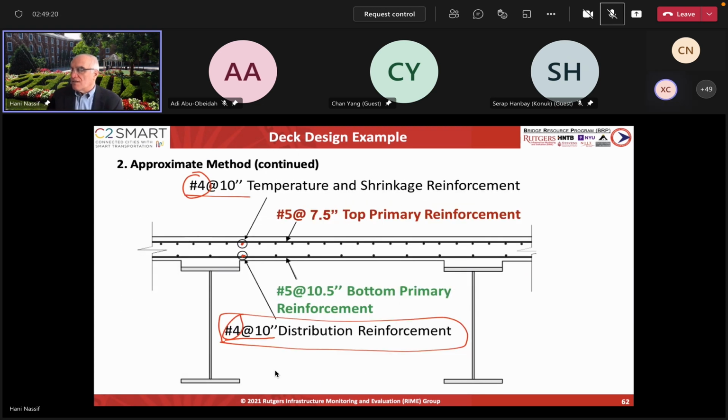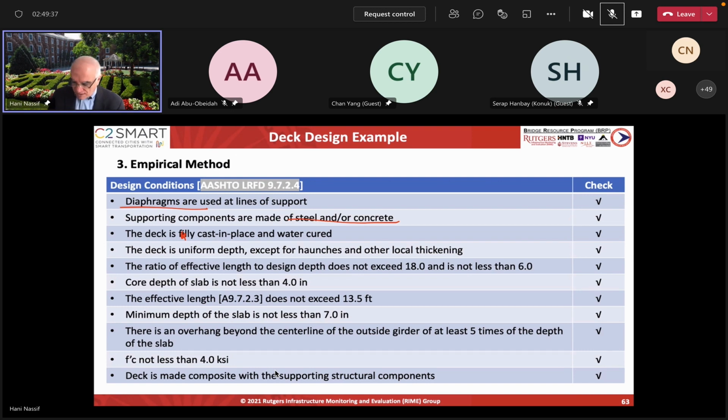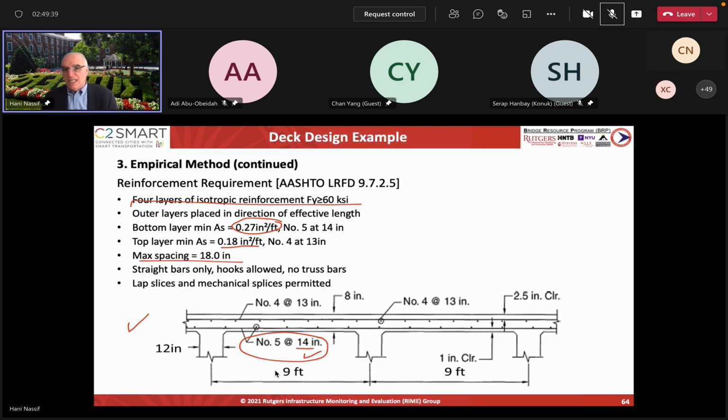So if you go to the empirical, and that's why in our paper, we realized that at service, this is not good. It's not going to be able to satisfy the service limit state, which is the crack control, the recent equation that was added. So if you do that, then you can default to number 5 at 7.5, 7.6 inches. So it's going to go back to the design as the other method does.